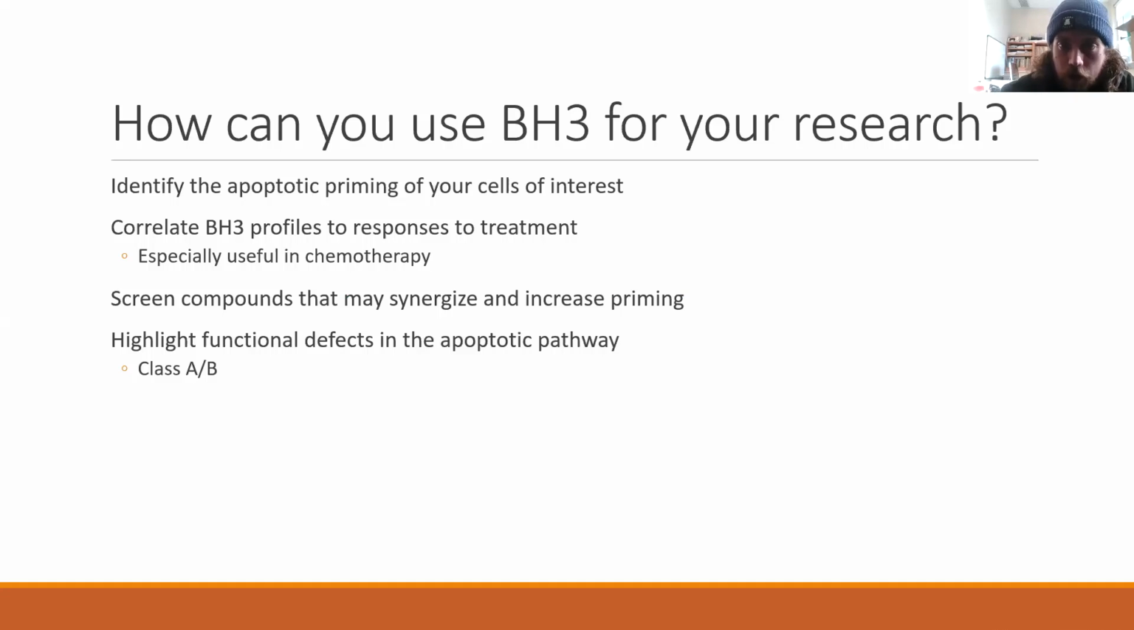You can also experiment with different drug compounds and pre-treat cells before doing your BH3 profile with different, say, chemotherapy or inhibitor drugs, and basically screen potential drug combinations that could synergize and increase apoptotic priming. And then something we've been getting into more recently in our lab is highlighting functional defects in the apoptotic pathway, most notably in pro-apoptotic proteins, which is in some disease, at least in non-Hodgkin lymphoma, kind of underappreciated in the field.